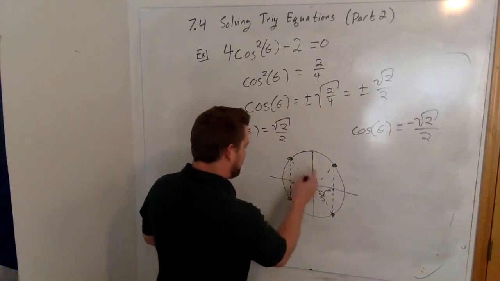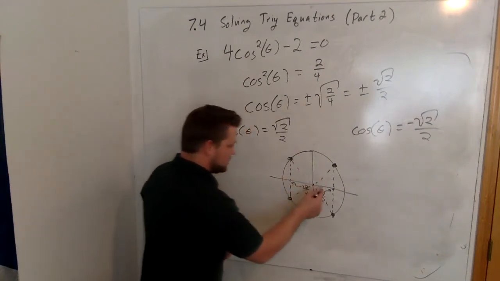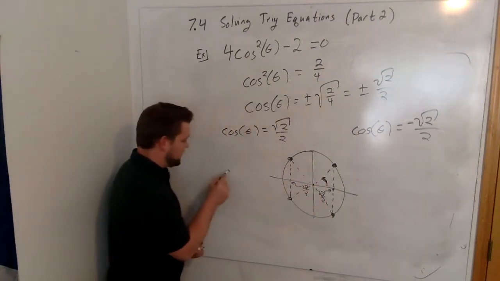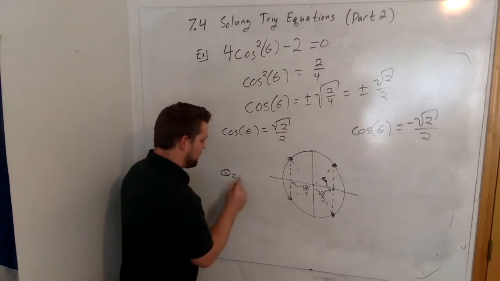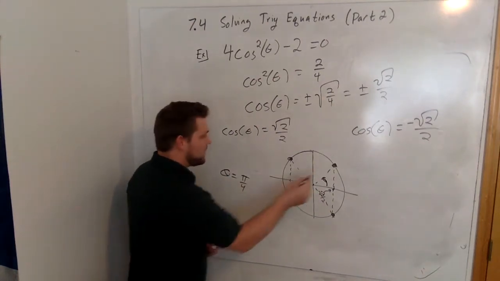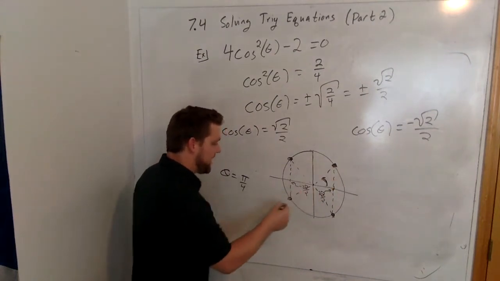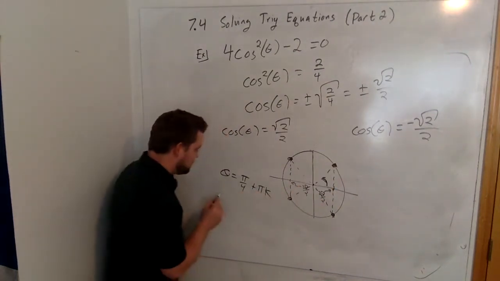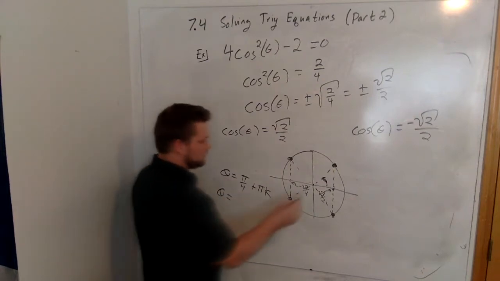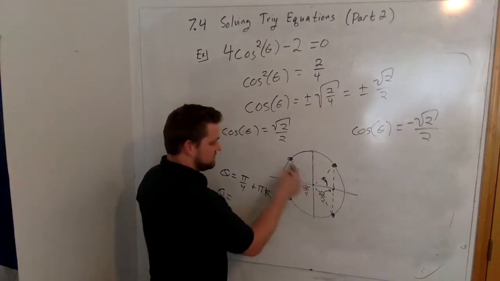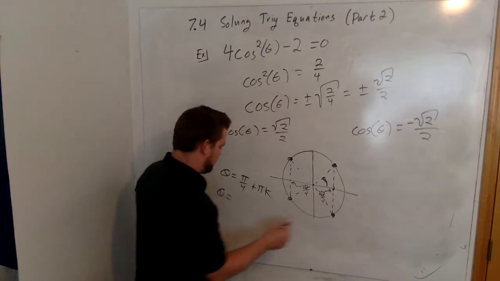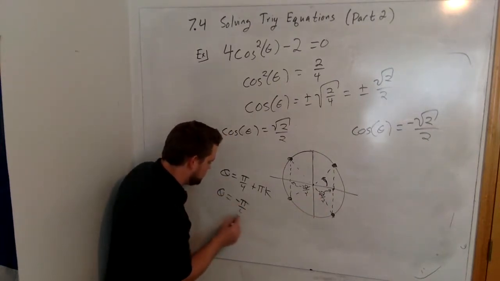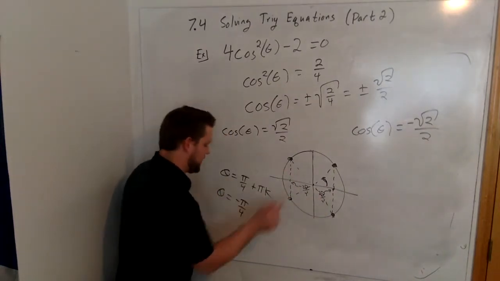Okay, so how about we start here? So theta could be equal to what? Pi over 4. Now to get over here, we could add a multiple of pi, plus pi k. Or theta could be equal to, well, maybe the easiest way to get to these is saying this is negative pi over 4, and we could add pi k.